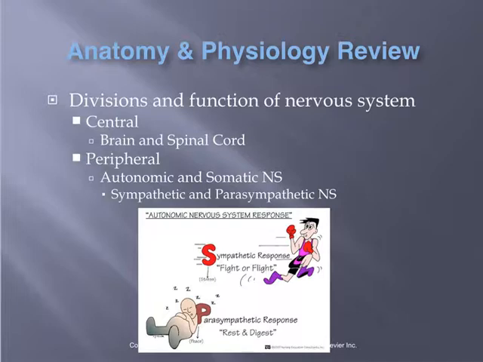So, autonomic nervous system is involuntary motor control. Somatic nervous system is voluntary motor control. The sympathetic nervous system is the gas. It increases pulse, blood pressure, etc. And then the parasympathetic nervous system is the brake. It slows the pulse, lowers the blood pressure, etc., etc.